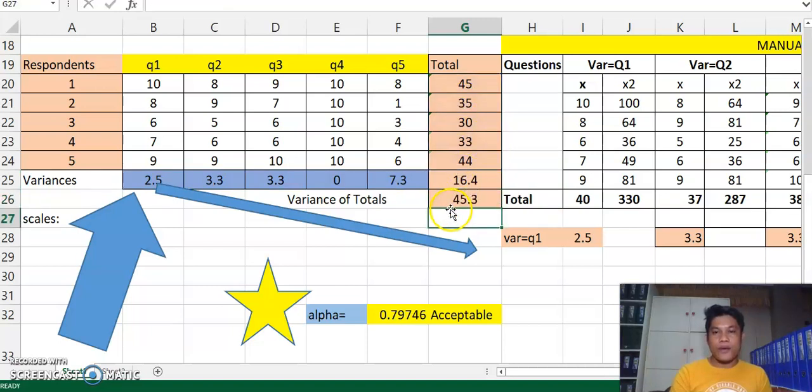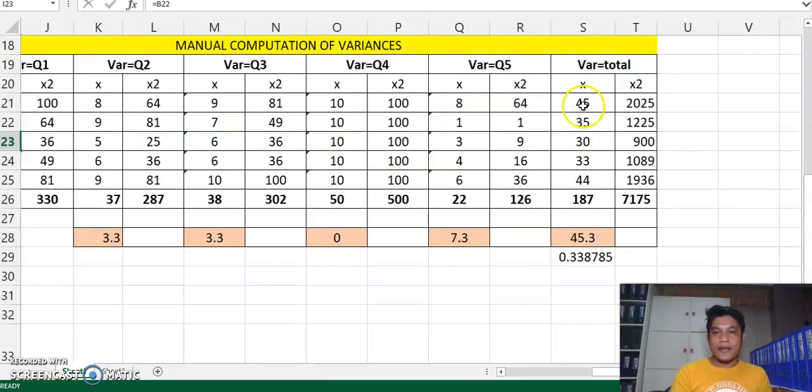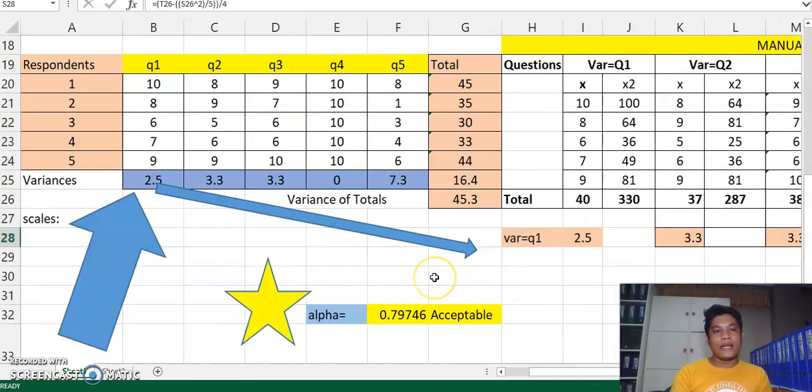If you do that manually, it is the same. You consider 45, 35 as x here. These are the x, and then you square them. You get the sum and put it in the formula. Your variance is 45.3, which is the same here.